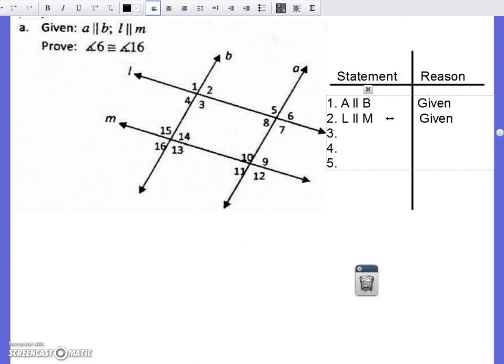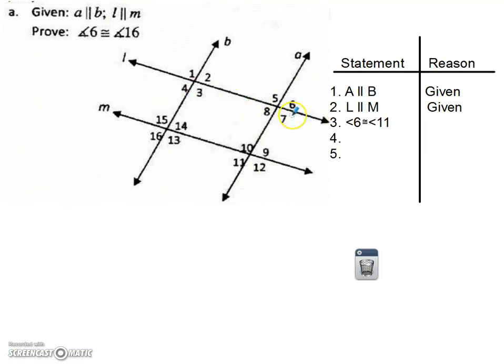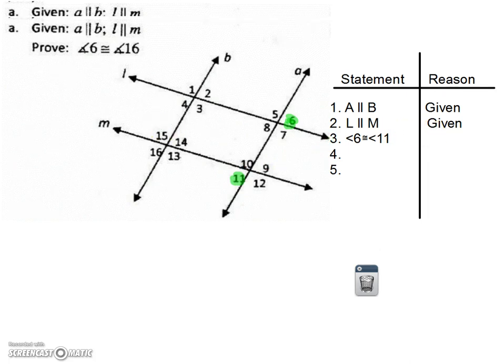Now we actually have to start getting our numbers, our angles into the picture. So let's start off with one of our first angles. Let's start with our first angle, angle 6. Angle 6 is congruent to, let's try to help each other out, angle 11. Now these two angles, angle 6 and angle 11, are right here.